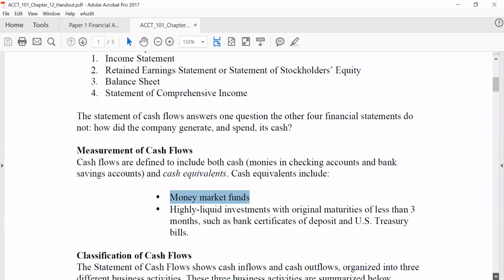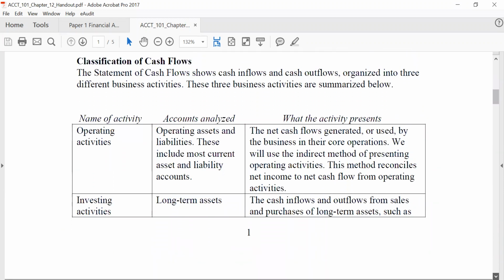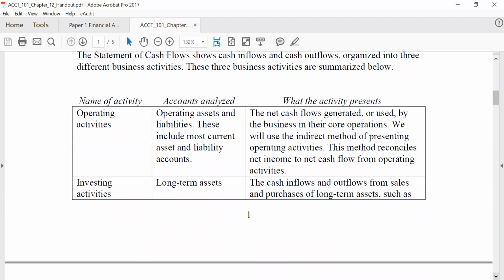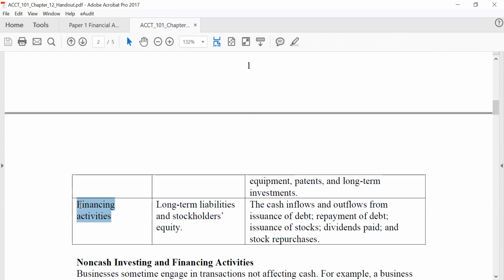When we are preparing cash flows, we have three components. Just like when you're drawing up your statement of financial position you have assets, liabilities, and equity, for cash flows we have operating activities as the first section, then investing activities, and finally financing activities. When you're drawing up your cash flow statement, those are the key areas that you're going to look at.